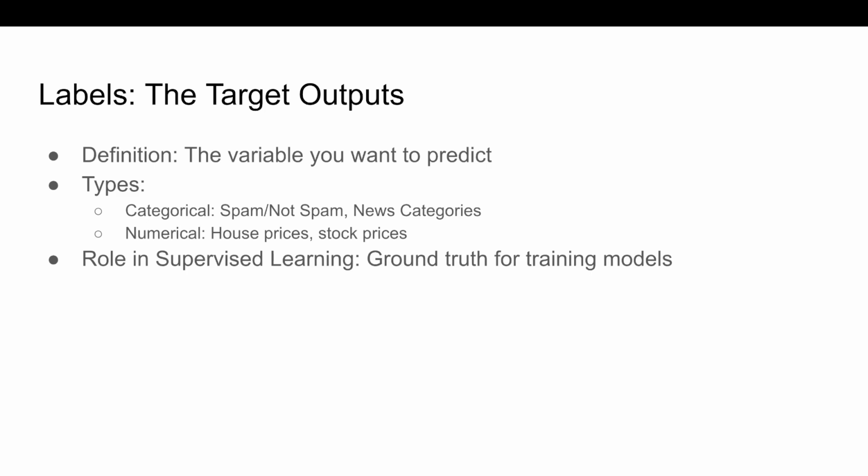Techniques like active learning and weak supervision can help address this challenge by strategically involving human input in the labeling process. So, to recap, labels are the target outputs or ground truth values that guide your machine learning model's learning process. They provide the supervisory signal for the model to adjust its parameters and improve its predictions.